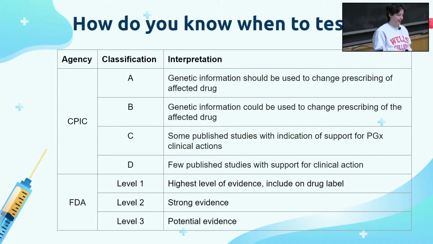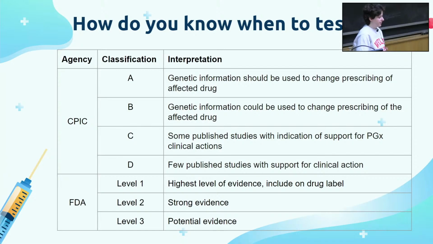So CPIC has 4 classifications, A, B, C, or D. A means that the genetic information should be used to change the prescribing of the affected drug. All of the antidepressants I've given you today are CPIC level A, so you should be having genomic testing done before patients are put on these. B is when you could use it, you don't really need to, but it might be best if you do. Some drugs can end up with A or B. It'll be like A-B, where CPIC is like, we're not sure, it's probably going to end up being an A, but it might be a B just to be safe.